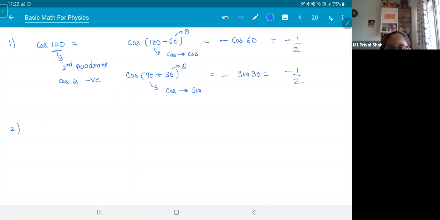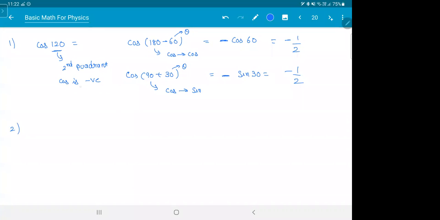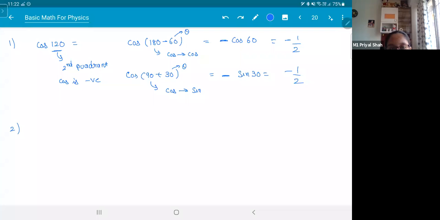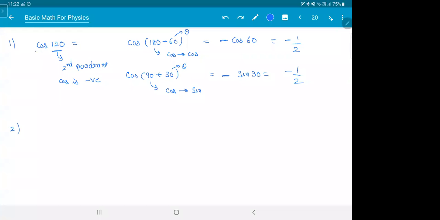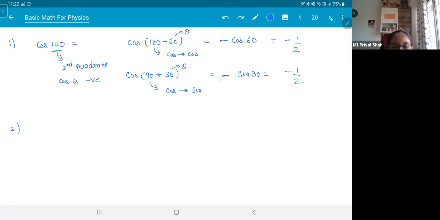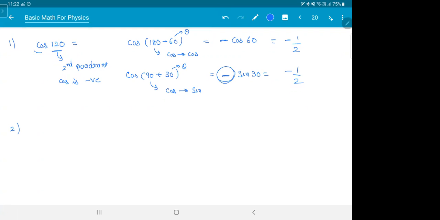Sir, your sine 30 should be plus, no? But there's a minus in front of it because this was negative in the second quadrant. Sir, in the second quadrant, sine is positive. No, we have to see this thing. This is cos, right? Cos is negative, right? So this will be decided by this.